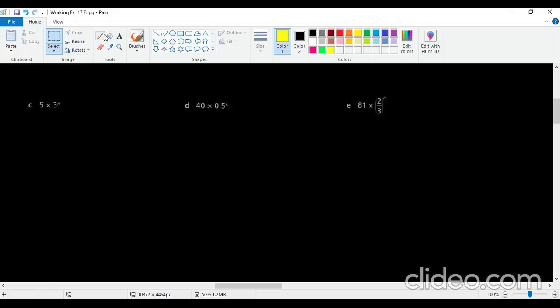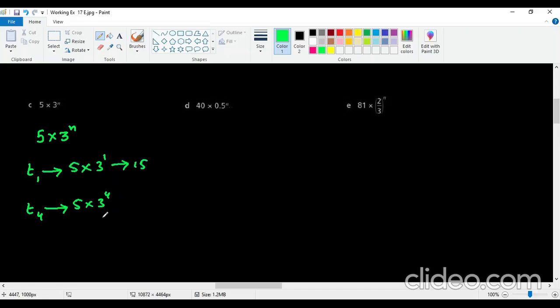When it comes to the next part of it, I'll bring these over here with a little space. Now in here it is 5 times 3 to the power n. That means T1 is going to be 5 times 3 to the power 1, and T4 is going to be 5 times 3 to the power 4. So this is going to give us 15, and the next one is going to give us 405. Please be reminded to put 3 to the power 4 as 81. 5 times 81 is going to give you 405.